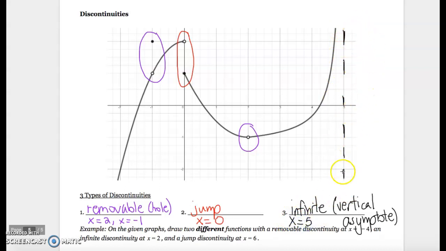All right, excellent. So those are the different types of discontinuities you'll be expected to identify and tell me where they exist at. And remember, you're just telling me x equals and then whatever x value it happens at. You're not listing points or intervals or anything like that. Just there is a removable discontinuity at x equals -1 and 2. There is a jump discontinuity at x equals 0, and there is an infinite discontinuity at x equals 5.